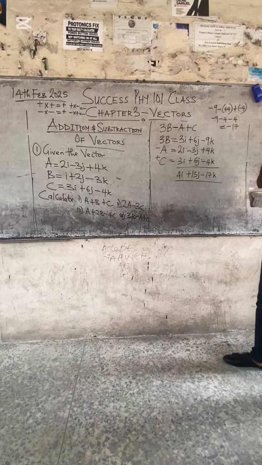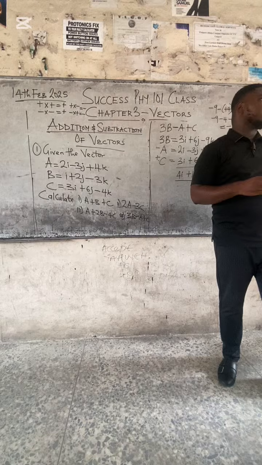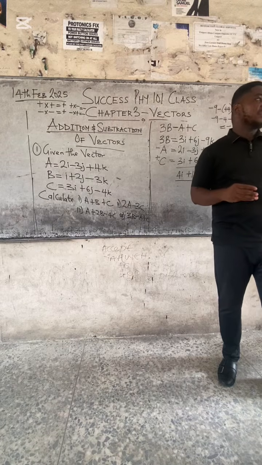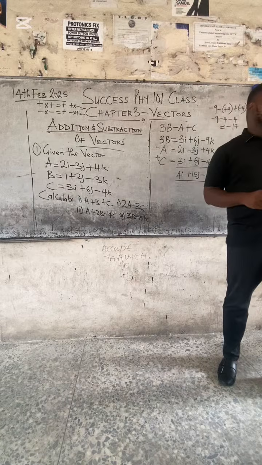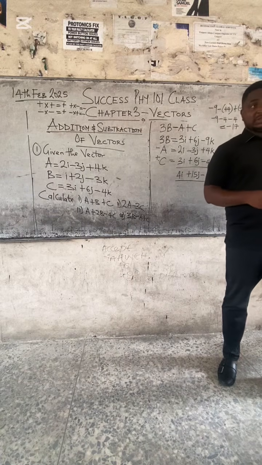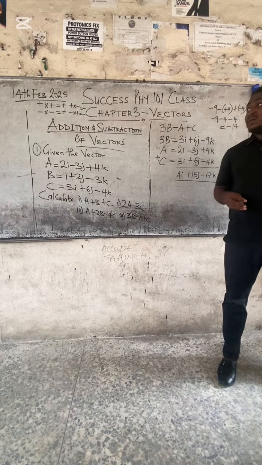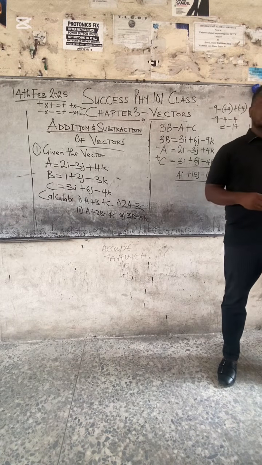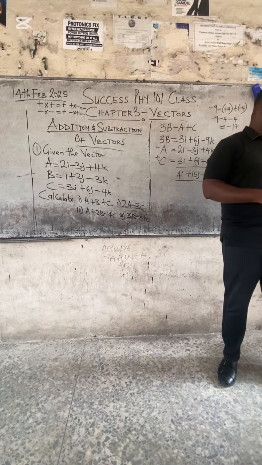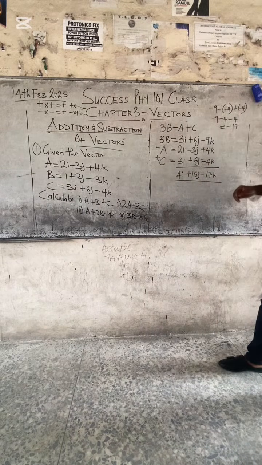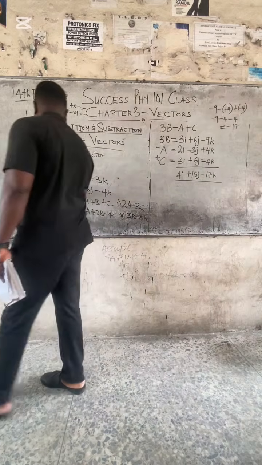And with this, we've taken sufficient examples on addition and subtraction of vectors. Before we go to multiplication of vectors, I will quickly teach you the magnitude of a vector, how to calculate the magnitude of a vector. So our next topic will be magnitude of a vector.